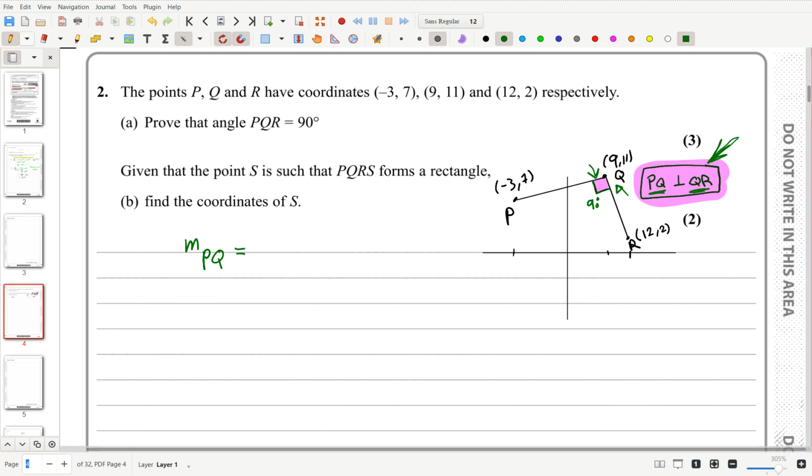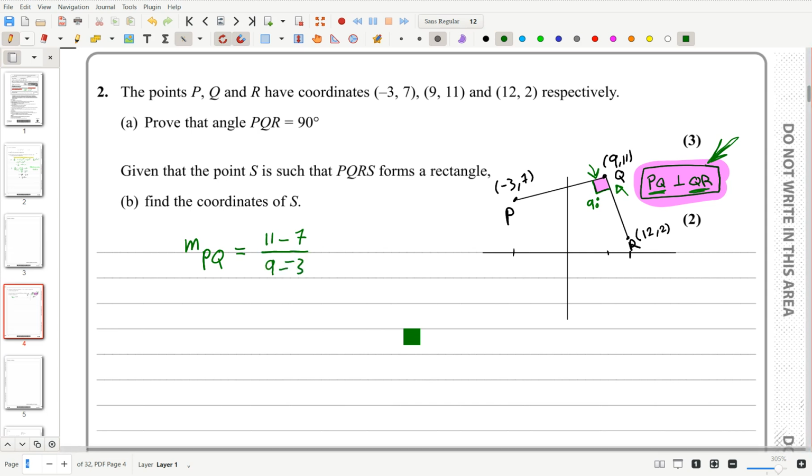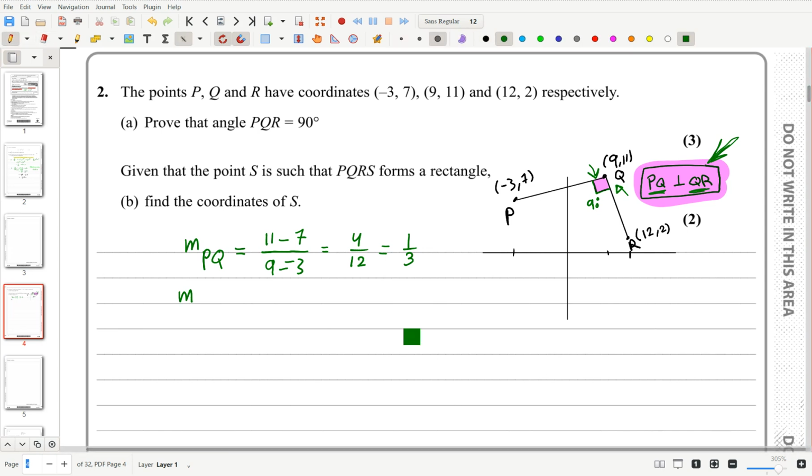M_PQ equals change in y, which is 11 minus 7 over 9 minus 3, equals 4 over 12, equals 1 over 3. Now, slope or gradient of QR equals 2 minus 11 over 12 minus 9, equals minus 9 over 3, equals minus 3.